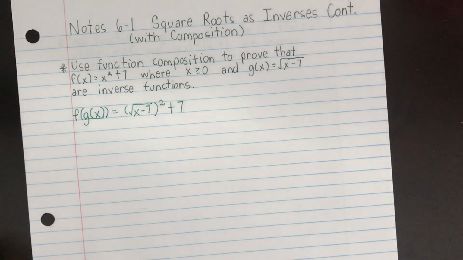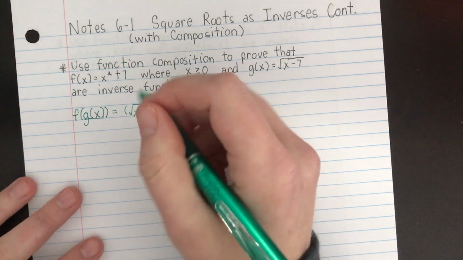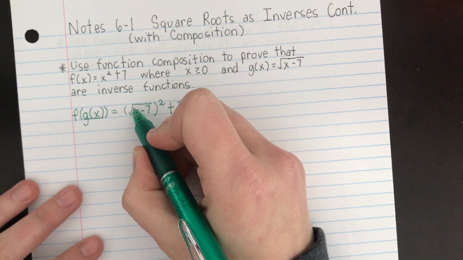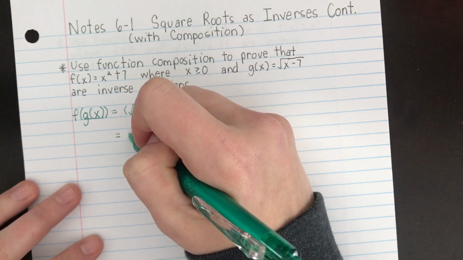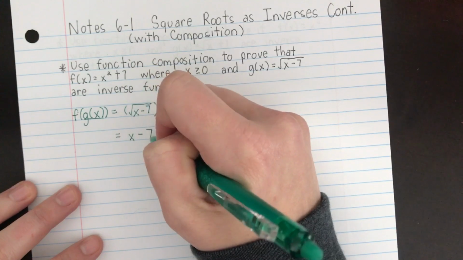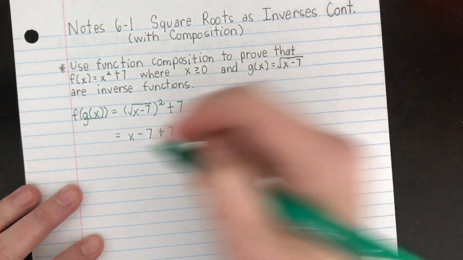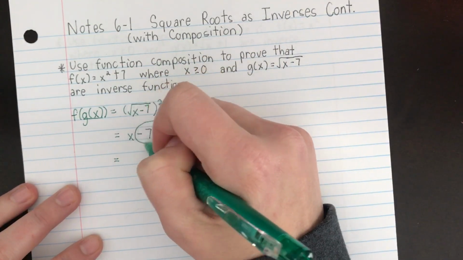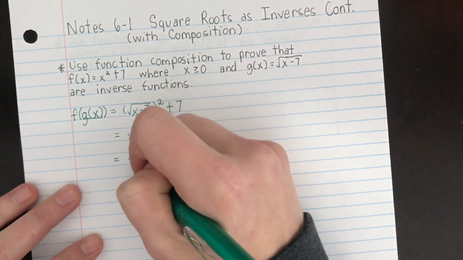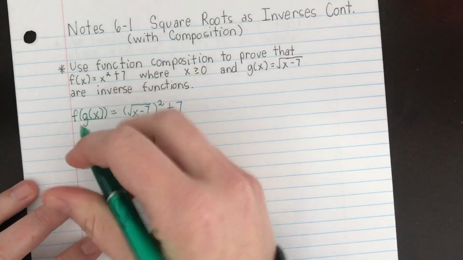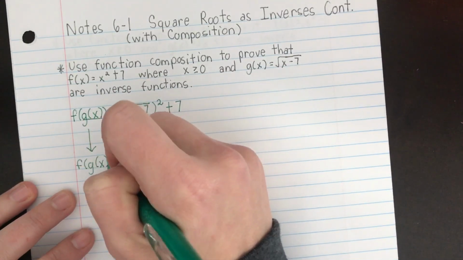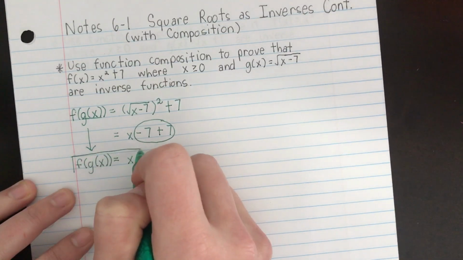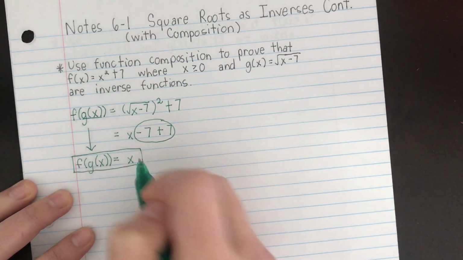So here we have, I'll keep using the same color. When you square a square root, remember that you don't get absolute value bars. So this is just going to be x minus 7 plus 7. And of course, the plus and minus 7 are going to cancel out, so you just get x. You don't have to write it all the way through, but you do have to show it as a last step. So f of g of x does equal x. So that's a good start.